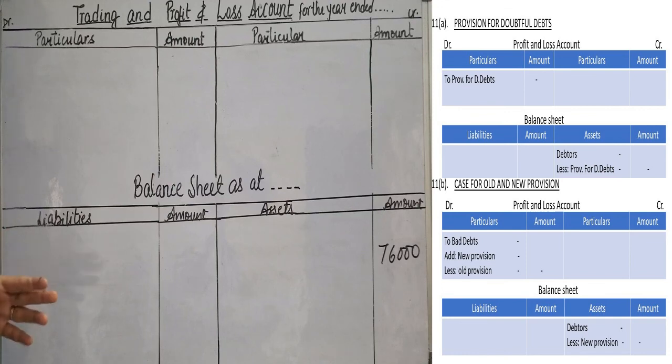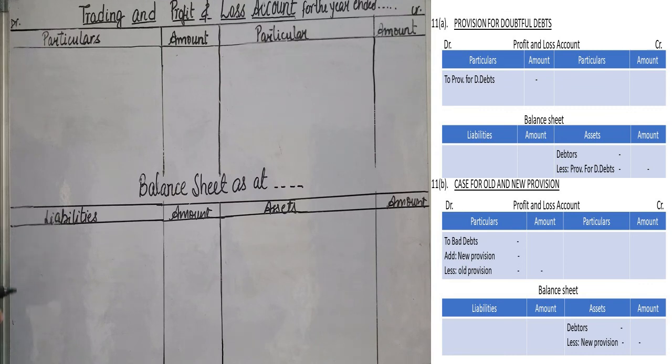Now, suppose bad debts are given in the trial balance at rupees 800. Then provision for doubtful debts of previous year is also given in the trial balance at rupees 2,500 and debtors at rupees 80,000 in trial balance. Then in the adjustments, it is given to create a provision for doubtful debts at 5% on debtors. Now, this adjustment entry is for creating new provision for bad and doubtful debts. Now, the accounting treatment of this whole concept will be like this.